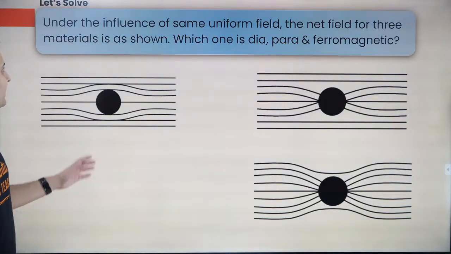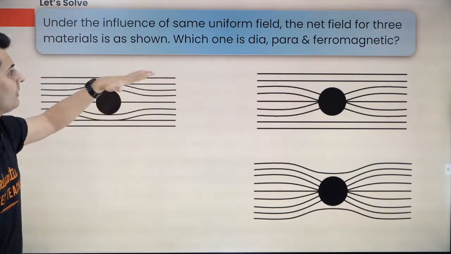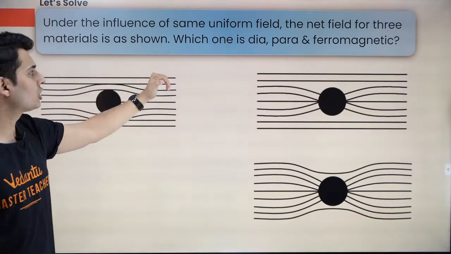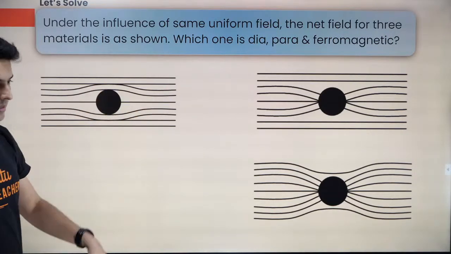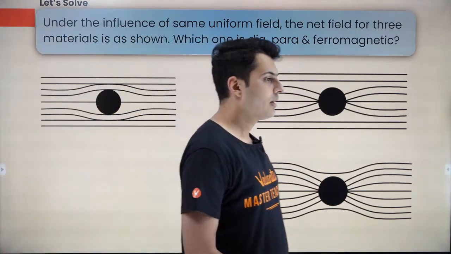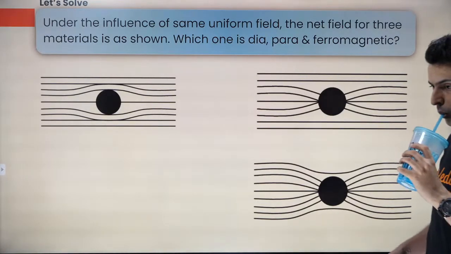So let's see the first question. Under the influence of the same uniform field, the net field for three materials is as shown. Which one is dia, which one is para, which one is ferro? Look at these. Which one do you think is dia, para and ferro? Come on, think about it. Let me know.